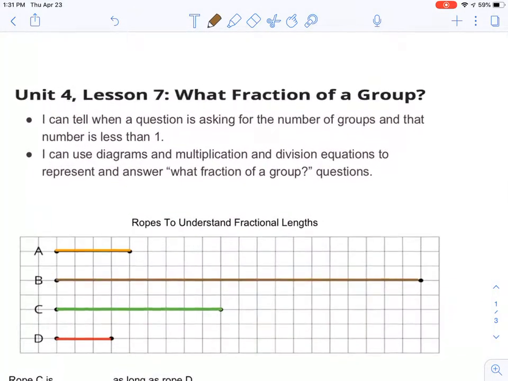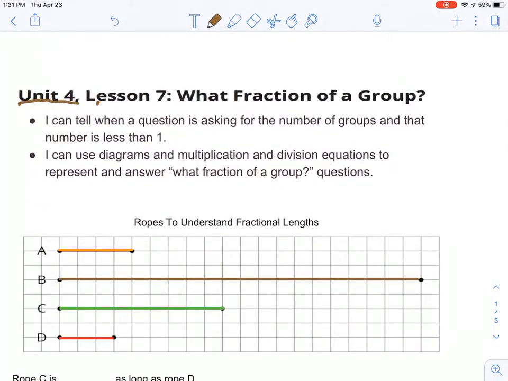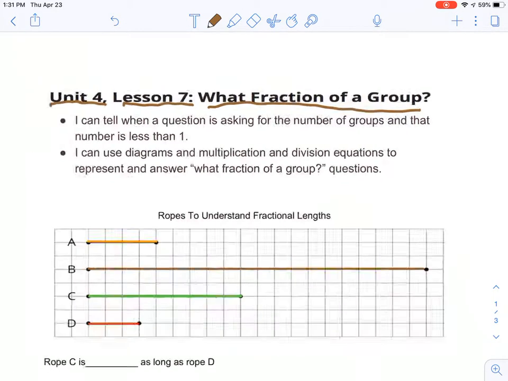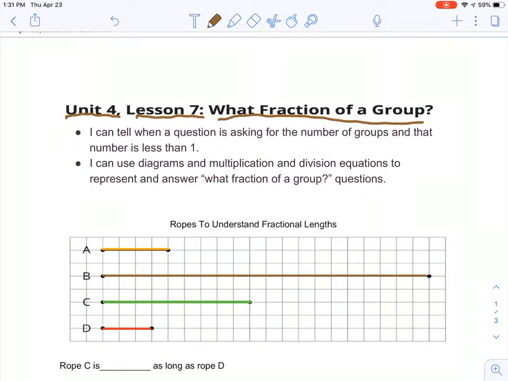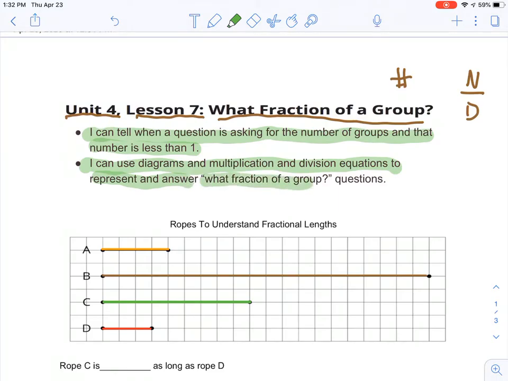Hello everybody, welcome. Today we're going to be starting Unit 4, Lesson number 7, understanding what fraction of a group. So in the past you've been working with division a lot, determining that division is the creation of a number of groups, but today you're going to be focusing on the fraction of a group that these situations create. So I can tell when a question is asking for the number of groups and that number is less than 1. I can also use diagrams and multiplication and division equations to represent and answer what fraction of a group questions.